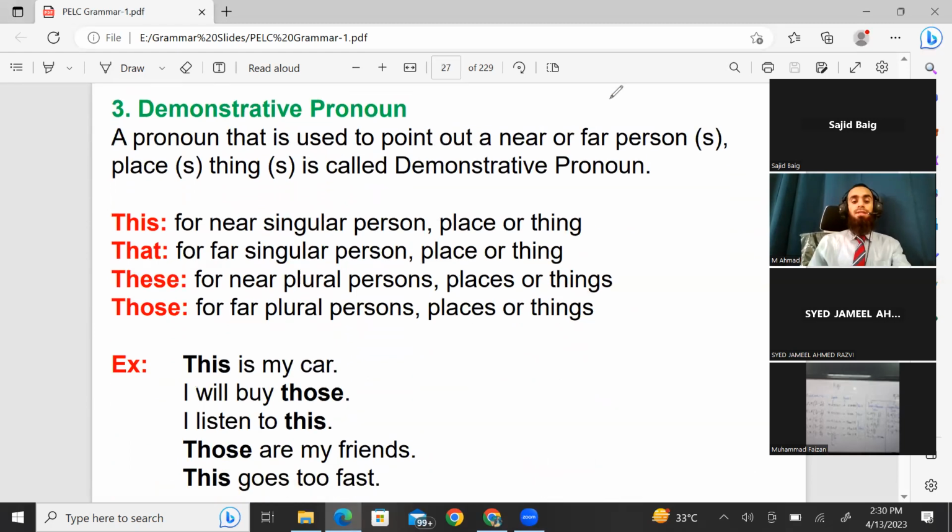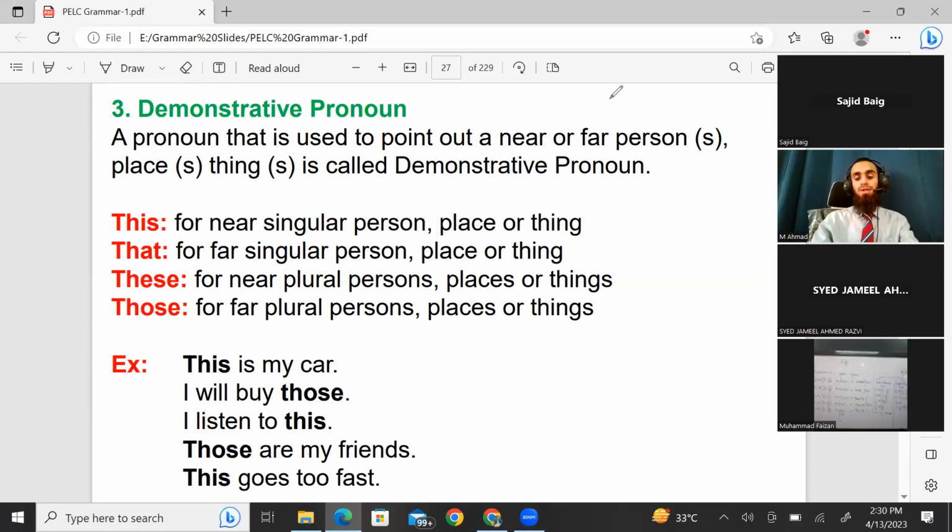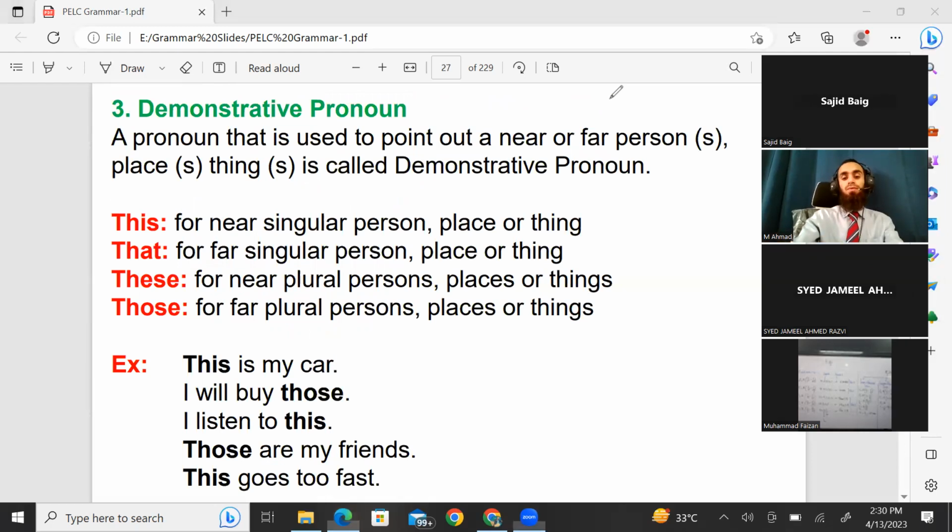This is called the demonstrative pronoun. Before discussing, I would like to know and listen from your side what is meant by demonstrative. What is the meaning of the word demonstrative? Yes, anyone? What do you think? What is the meaning of the word demonstrative?